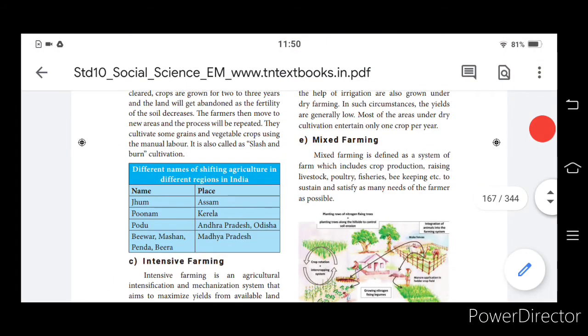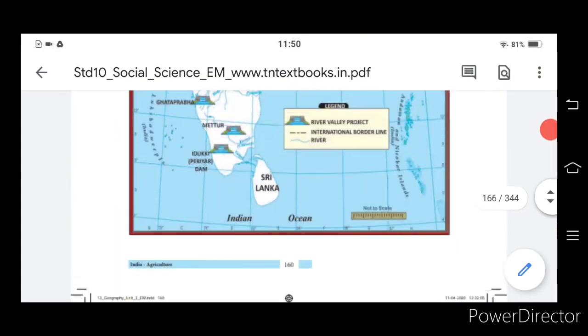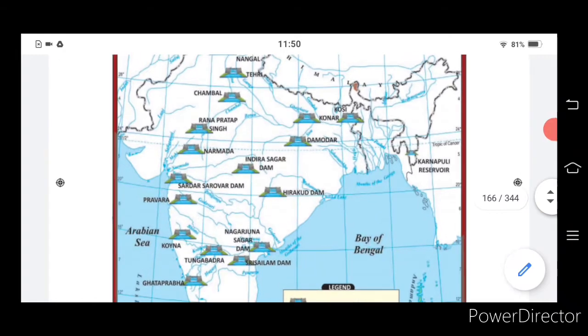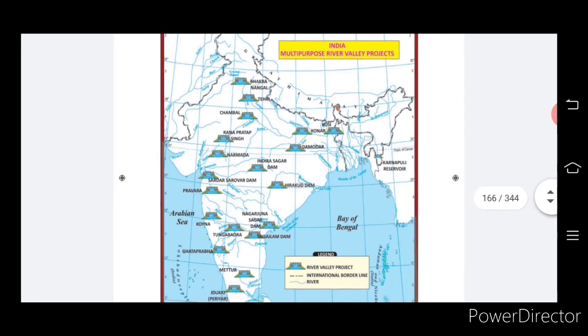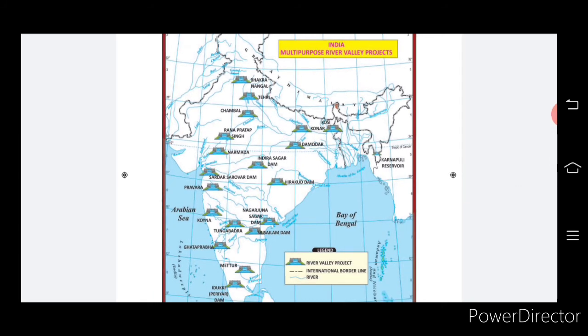Okay, just look at the above map, children. You can see the India multi-purpose river valley project. I am going to give you a homework. You have to buy a river map, and you have to work out this river valley project. Wherever the rivers are flowing, the dams follow.